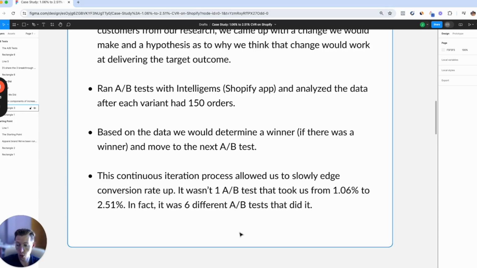And sometimes you're going to have to do more, right? And we're still doing more to get it higher than 2.51%, right? That's not the end point. It's more of a continuous process where you're always competing against yourself to improve that conversion rate.